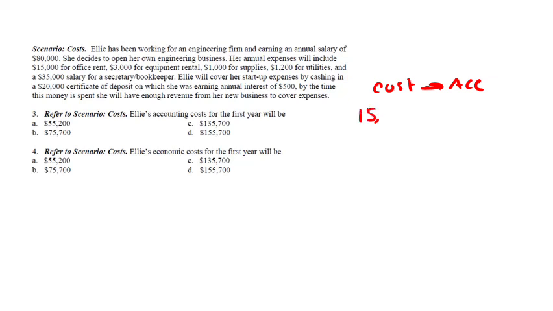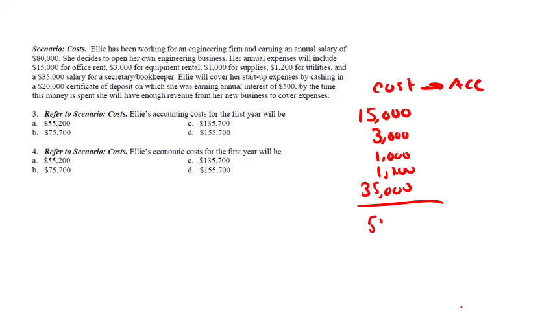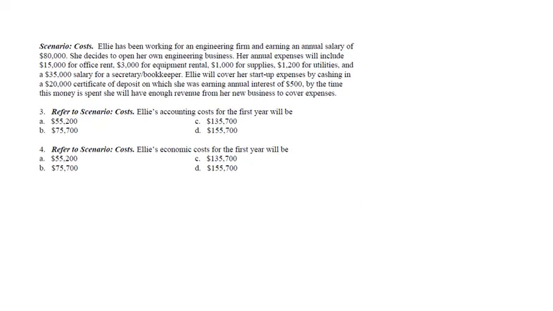So she's got $15,000 in rent, she has $3,000 in equipment, she has $1,000 in supplies, she has $1,200 for utilities, and she's going to pay a secretary $35,000. And if we add all those up, we're going to come up with $55,200 are her expenses, her outlays for this business, and that would be the accounting costs.